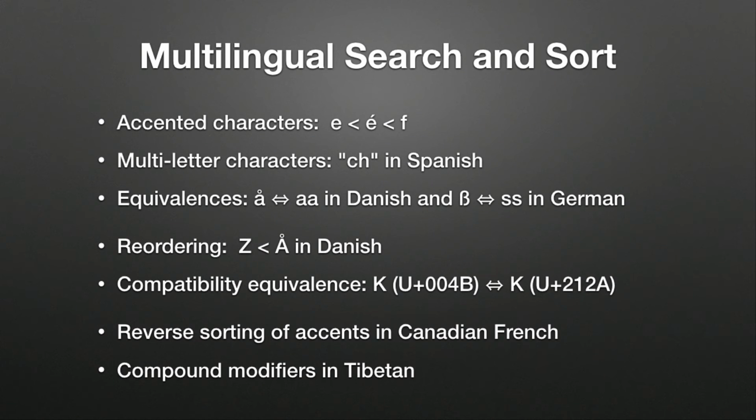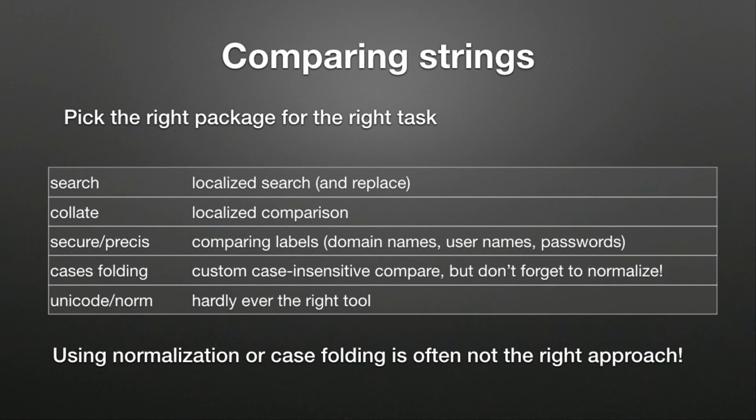Then you get really esoteric stuff like in Tibetan, where modifiers can combine into other modifiers that modify letters, and it gets very hairy. So if you want to use the text repo to handle any of this, the biggest problem for you is to know which package to use. Basically, there are right now three packages you can use.